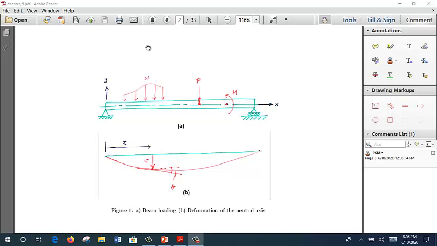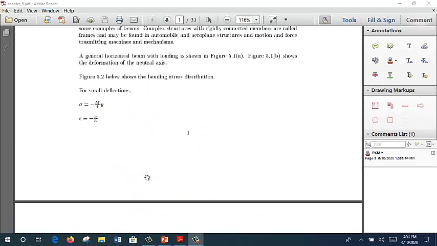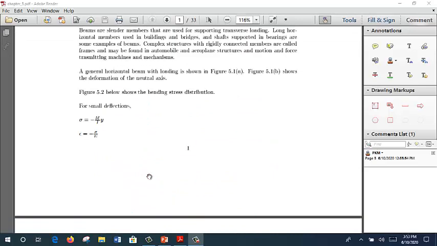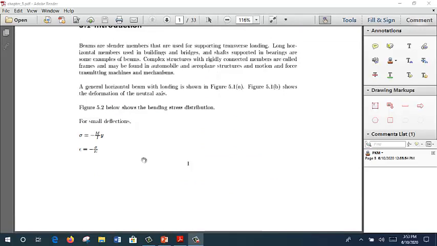When we have external loads, the axial force and also the vertical force acting on the beam, we can see it will deform, right? So this is the deformation of the beam with respect to the angle theta here. So that's what they are telling you here.